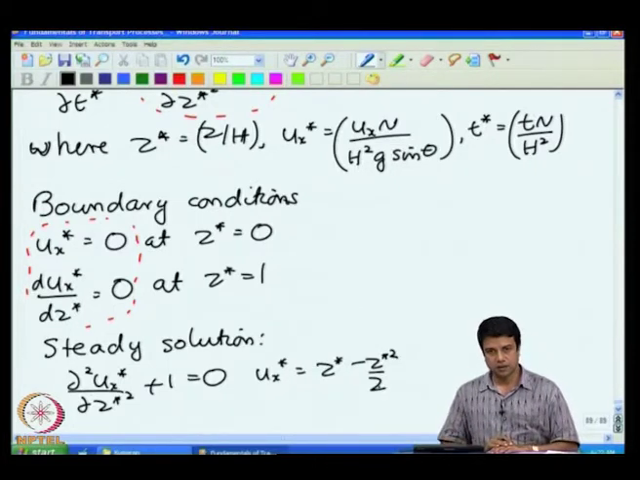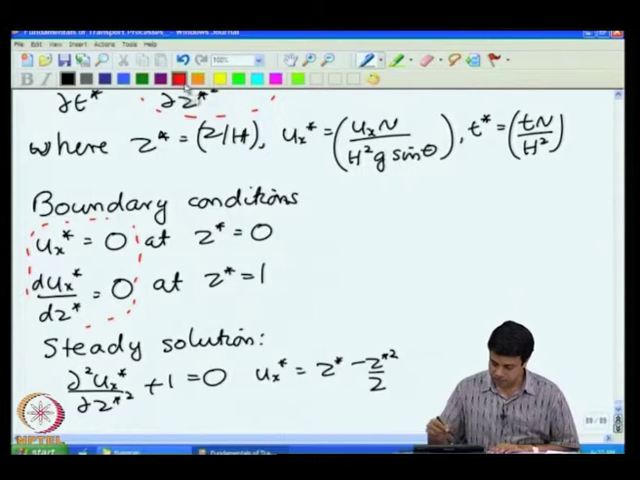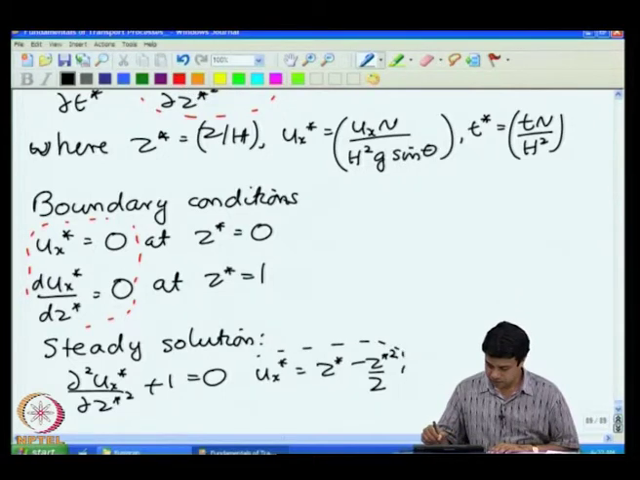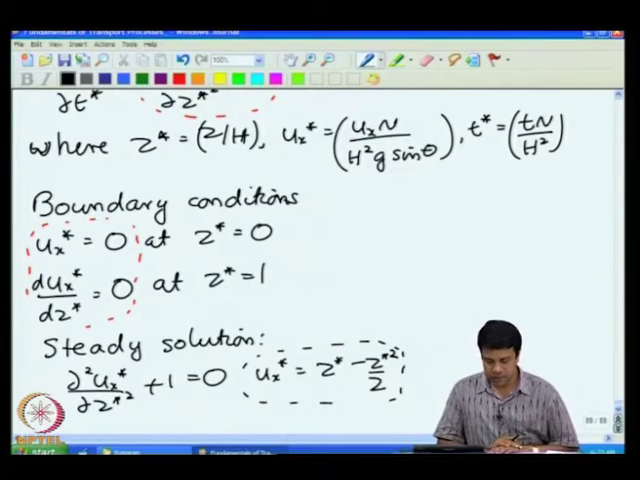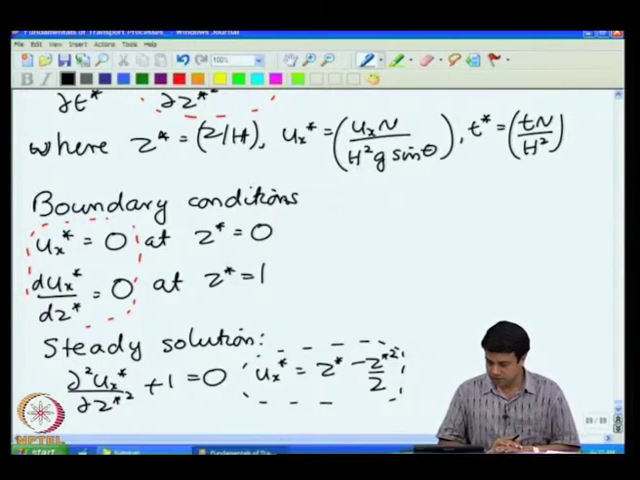It is easy to verify that this solution, z minus z square by 2, satisfies both of these boundary conditions. At z is equal to 0, ux is equal to 0, and at z is equal to 1, the derivative is equal to 0. So, this satisfies both boundary conditions. So, this is the final solution for the velocity profile at steady state.